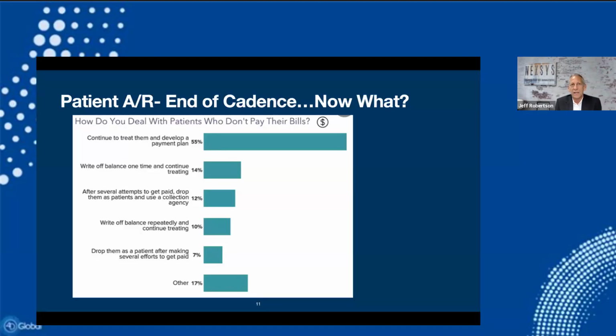So the patient owes you money. What do you do? Do you ignore it? Do you write it off? Do you send them to collections? Do you have your staff call the patient?